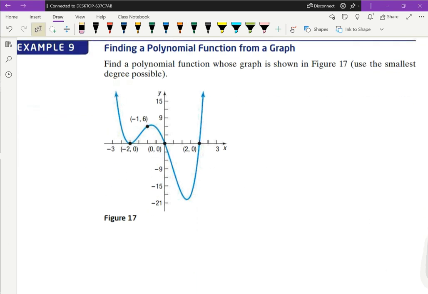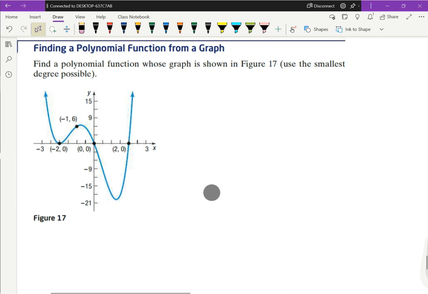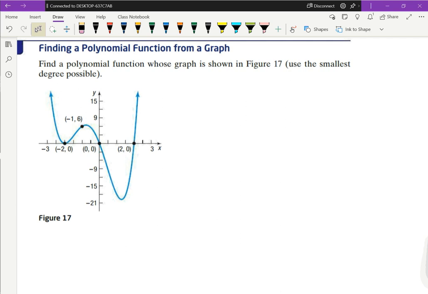And our last item for today is finding a polynomial function from a graph. So let's reverse the whole thing here. Instead of being given the equation and being asked to graph it, now we're being told, hey, here's the graph. What was the original equation?